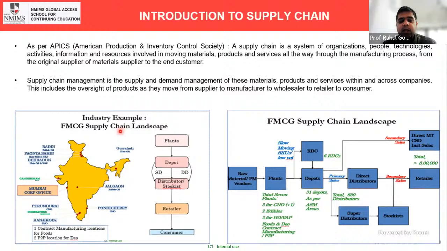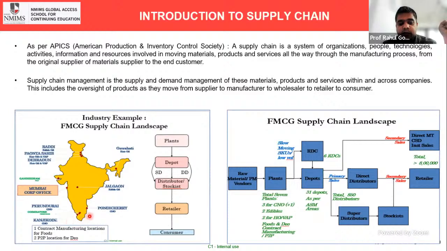Hence, an example. If you look at this first chart, this is from one of the leading FMCG organizations in India, and I'm 100% sure that all of you would be using at least one of their products, or your family members would be using it. It is one of the top five FMCG companies in India. Now, if you look at their supply chain landscape, which basically shows where their factories and corporate offices are, you will see in this map that they have one plant in Guwahati, which manufactures hair oil. They have one plant in Jalgaon in Maharashtra, which manufactures edible oil.